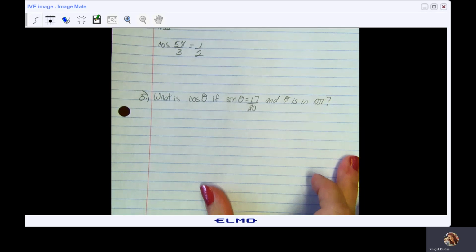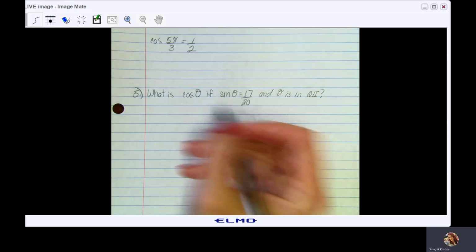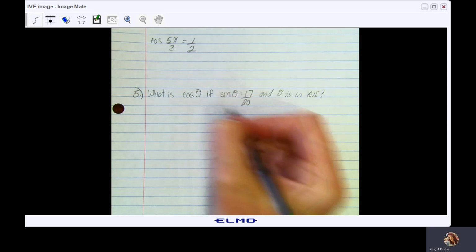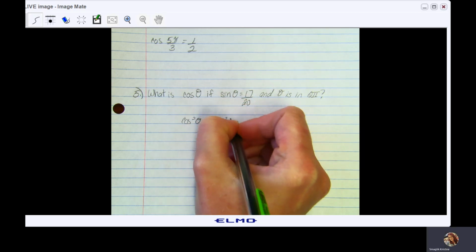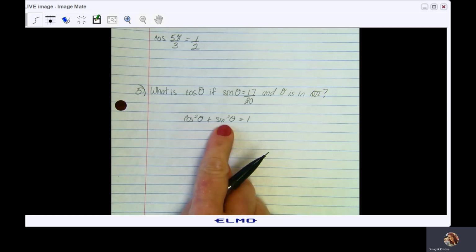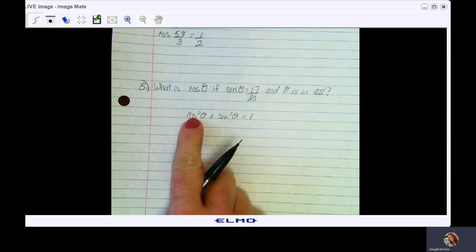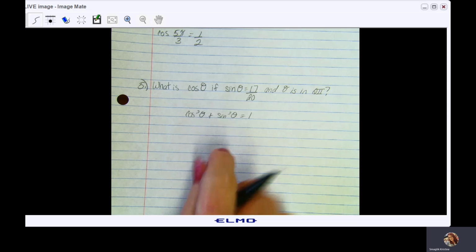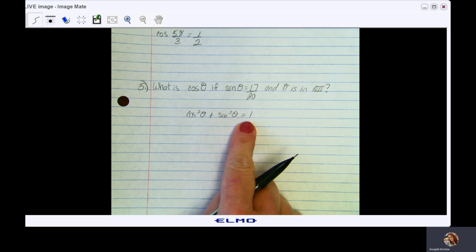And now last but never least, the Pythagorean identity. So what is cosine theta if sine of theta equals 17 over 20, and theta is in quadrant 2? Your Pythagorean identity just states you have cosine squared theta plus sine squared theta equals 1. Just like the Pythagorean theorem, you have a leg squared plus leg squared equals the hypotenuse squared. And when we're on the unit circle, this is your horizontal leg. Remember, these are all forming special right triangles on the unit circle. Horizontal leg, vertical leg, your radius is 1, which is the hypotenuse.